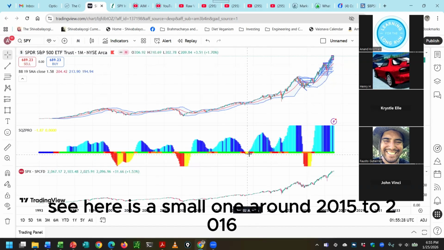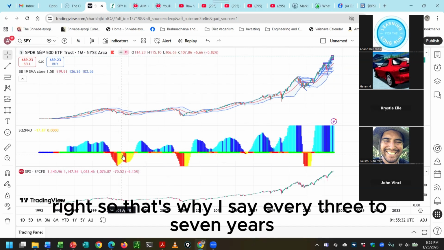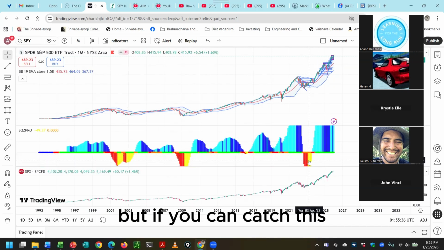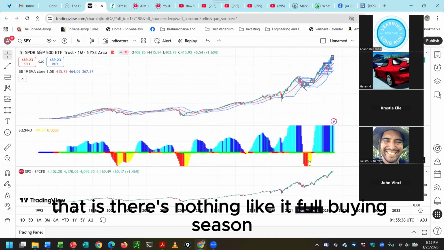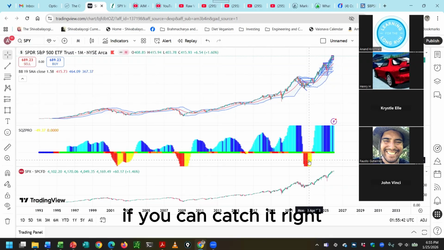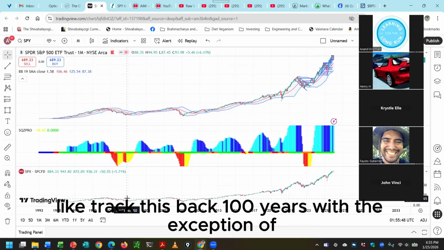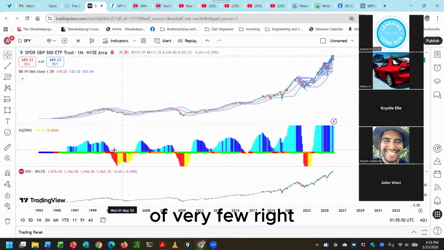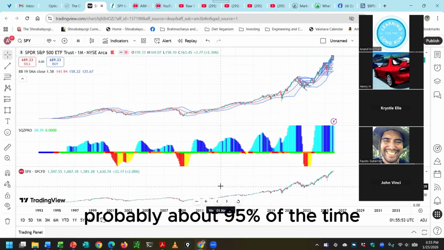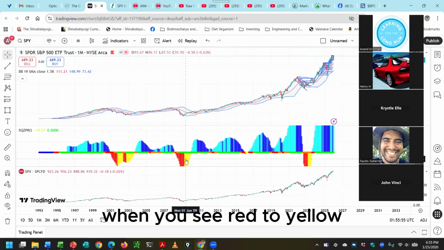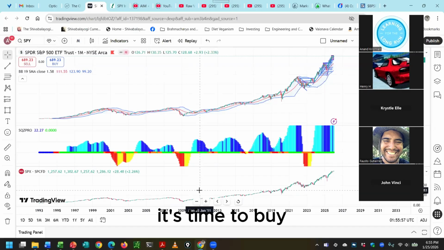See, here is a small one around 2015 to 2016. So that's why I say every 3 to 7 years. But if you can catch this, there's nothing like it. Full buying season, if you can catch it. And I can say this with utmost confidence, having tracked this back 100 years, with the exception of very few, probably about 95% of the time, when you see red to yellow, it's time to buy.